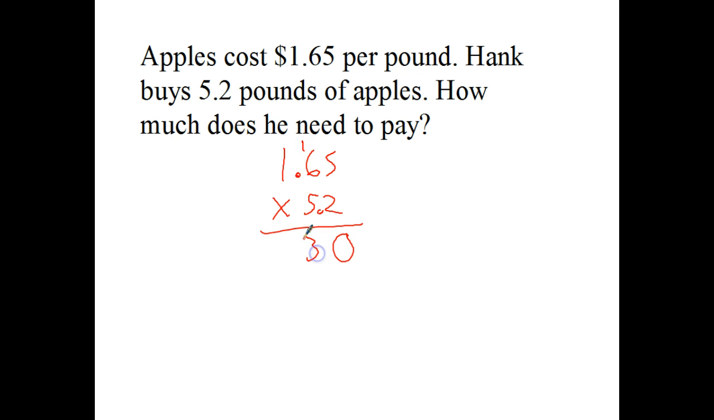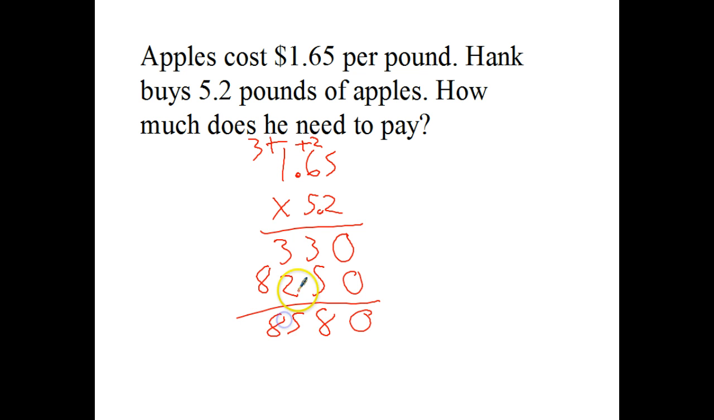10, 12, 13. There's a 3. 5 times 5, 25. 5 times 6, 30, plus 2 is 32. Carry my 3, 5, 8. There's a 0, an 8, a 5, and an 8. And I went over 1, 2, 3 spots total. 8.580. Remember, this is a dollar problem, so I would be rounding off to the nearest penny. Since I got a 0 right there, stay where you're at, act like a cat. And this is going to go to $8.58.